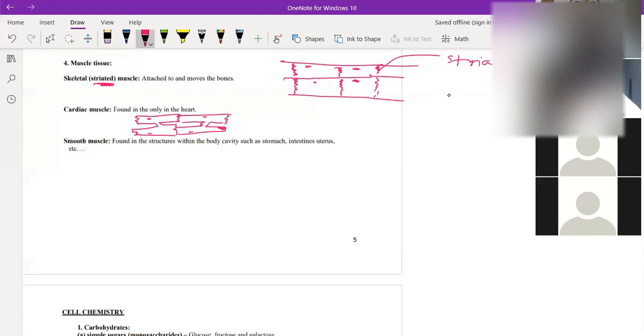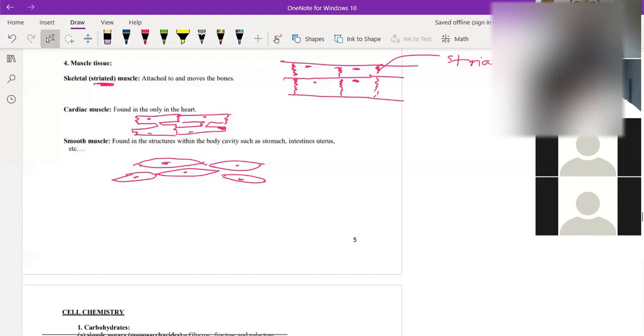Yeah. And then smooth muscle, you find that in the body cavity, such as the stomach, the intestines, the uterus, etc. And smooth muscles look like spindles, spindle-shaped structures like that. They have a nucleus. So if you see these structures, you should be able to identify what they do and where you find them. Okay. Right. So these are some diagrams that I believe you should know for the test. If you know this, you can answer so many questions.